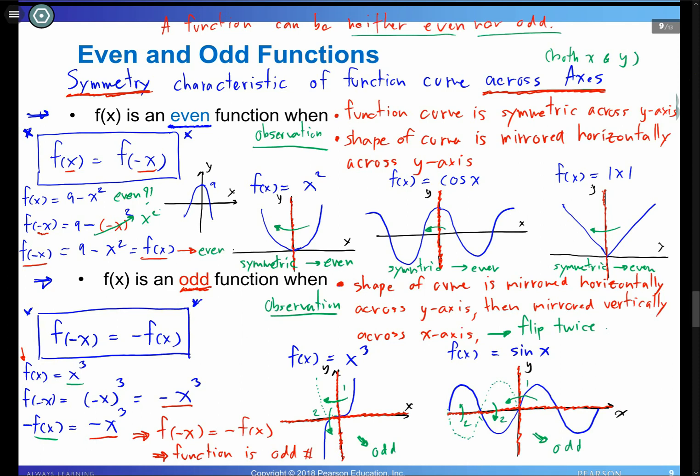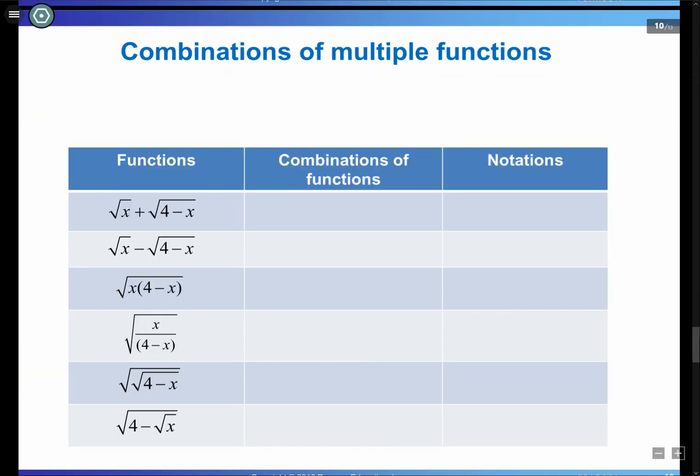So let's move on to the next properties of functions, and we are talking about the combinations of multiple functions. So it's going to be about combining smaller functions, subfunctions, to make a bigger one. Let's assume that we have two subfunctions here. The first one, f(x), equal to square root of x. And the second subfunction, we are going to call it g(x). g(x) is equal to square root of 4 minus x.